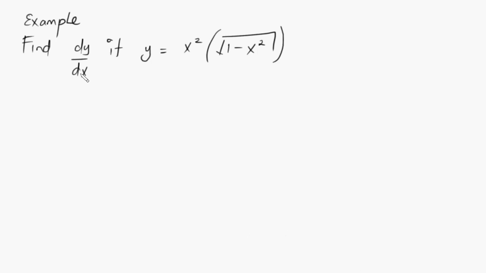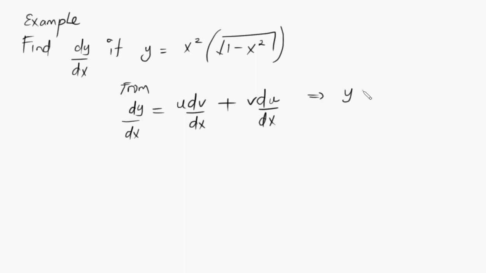So it says find dy/dx if y equals x squared times the square root of 1 minus x squared. This is a function that is a product of two functions. We have the function x squared and the function square root of 1 minus x squared. So I know I have to use the product rule. From the product rule, dy/dx is equal to u dv/dx plus v du/dx, when y is equal to uv.